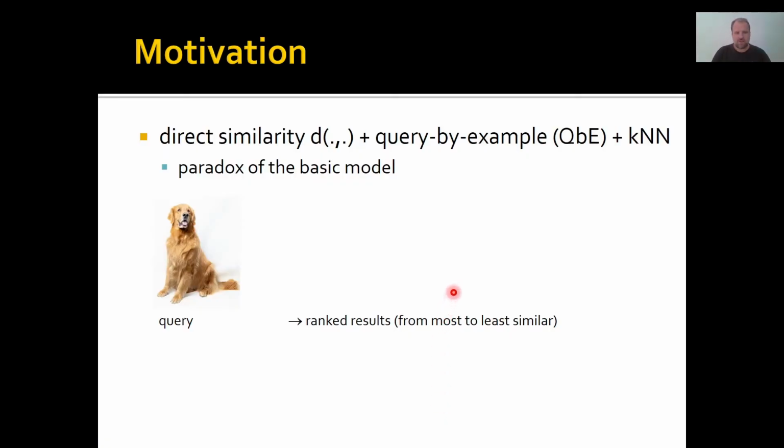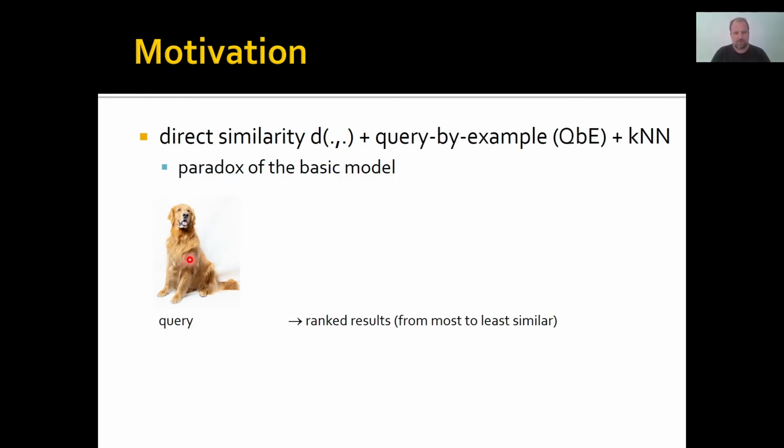When using similarity search, we are mostly facing the basic problem of query by example and KNN query. So we are using some similarity function. I will call it direct similarity. And the scenario for the search is that we are using an example for a query and we are realizing the KNN search, the search for K nearest neighbors. And I will now illustrate the basic paradox of this model.